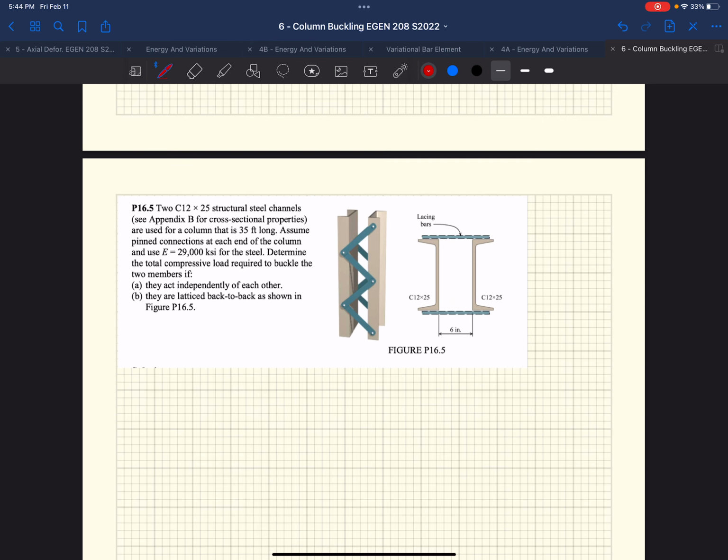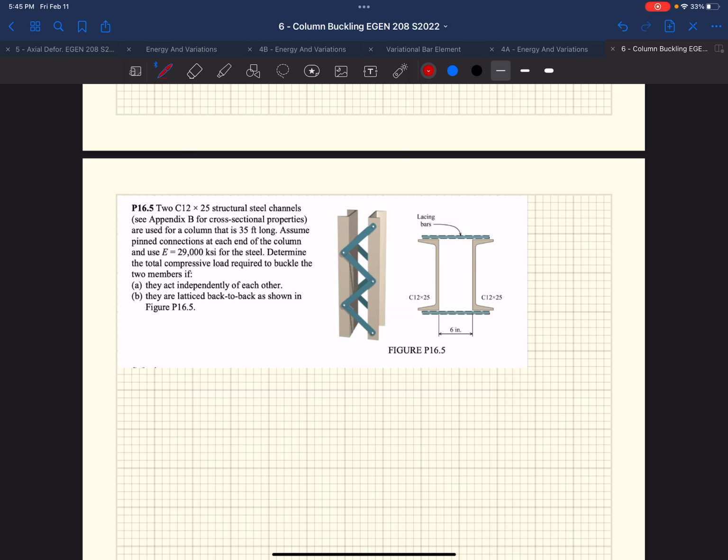Well, if we do an example here, we have two C12 by 25s. So the nominal depth of these channels is 12 inches and the weight per foot is 25 pounds per foot. We can look in Appendix B for some cross-sectional properties, which we will in a second. It's used as a 30-foot long column, and we can assume that the column is pinned at both ends. We can use a modulus of elasticity of 29 thousand ksi because it's made out of steel. We want to determine the total compressive load required to buckle the two members under two conditions. One is if they act independently of each other, or if they are latticed back to back as shown.